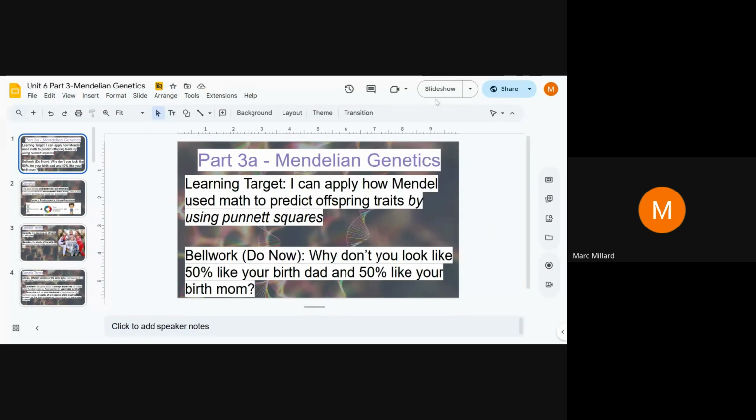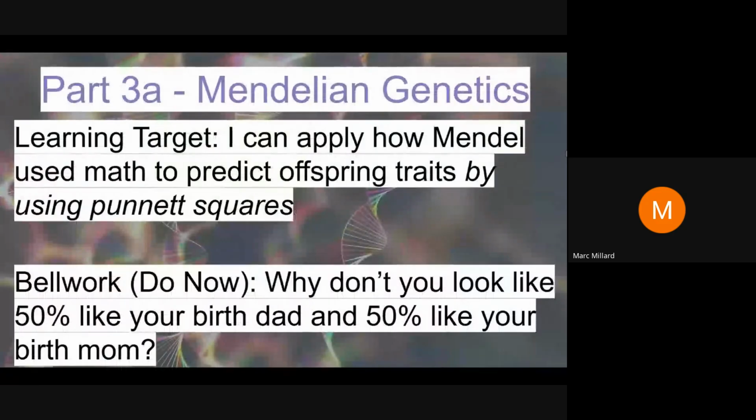Today we are going to be working on part 3 of Unit 6, Mendelian Genetics. So our learning target today is I can apply how Mendel used math to predict offspring traits by using Punnett squares. We'll get to the Punnett squares later. So I want you to try this bell work question. Why don't you look like 50% like your birth dad and 50% like your birth mom?